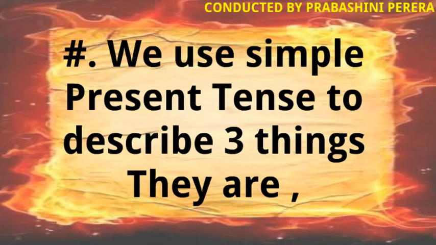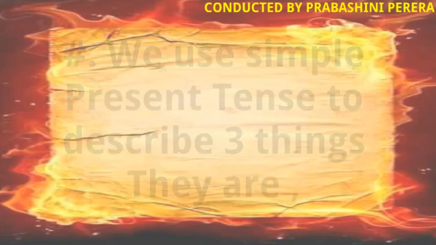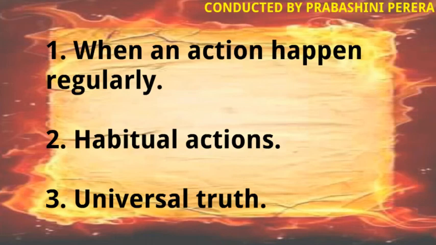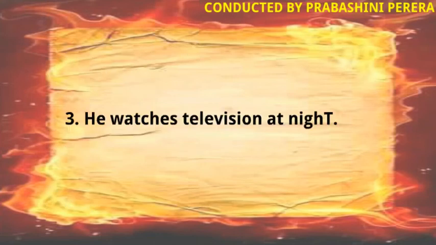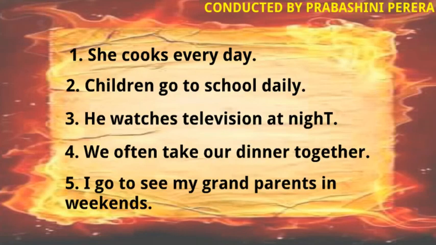We use simple present tense to describe three things. They are when an action happens regularly, habitual actions, and universal truth. What are the actions that happen regularly? Here are the examples. She cooks every day. Children go to school daily. He watches television at night. We often take our dinner together. I go to see my grandparents on weekends.